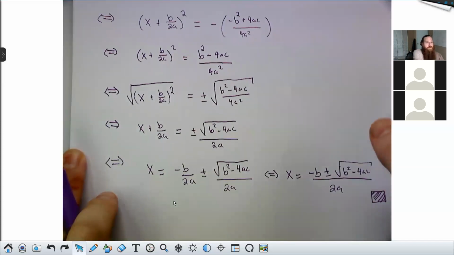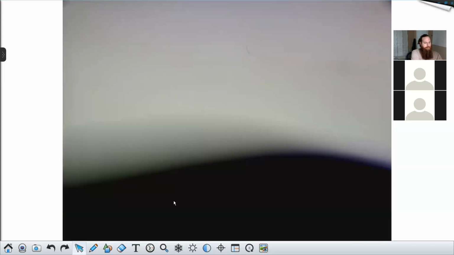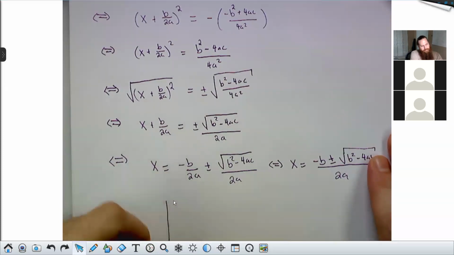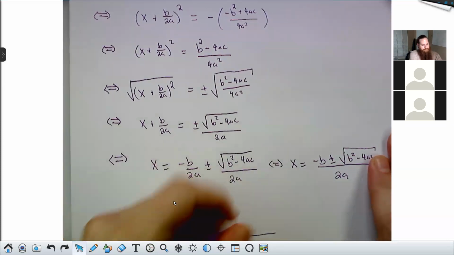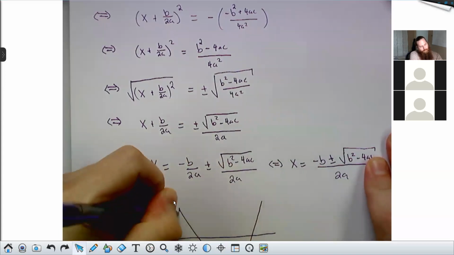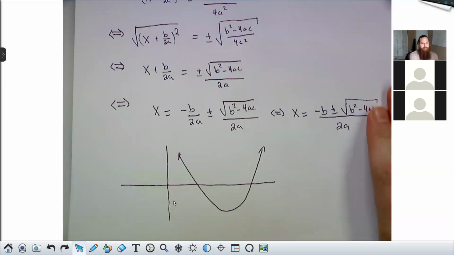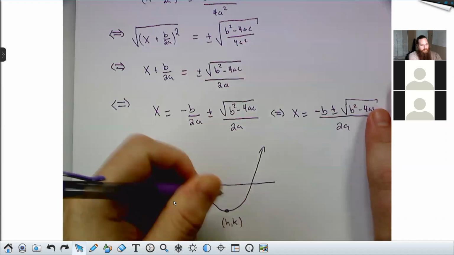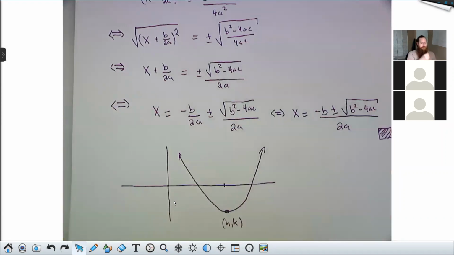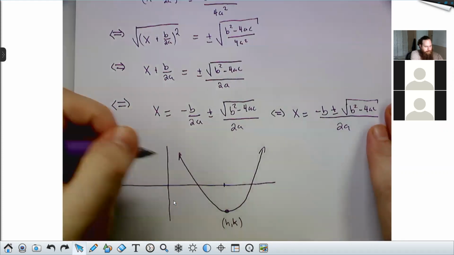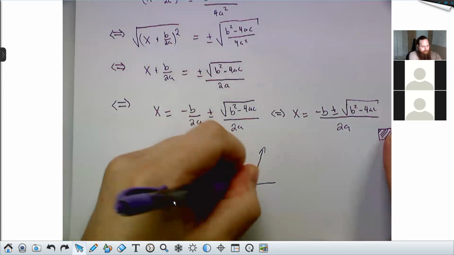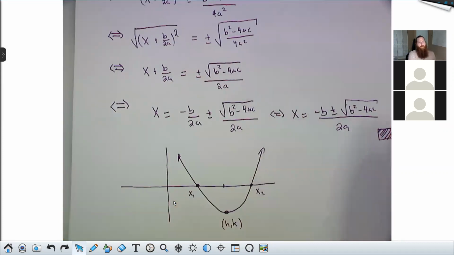There's a deeper reason why I do this, though. Think about the graph of a quadratic function. Looks something like this, right? And you know that the vertex down here is h comma k. So there's two roots. Call them x1 and x2. Do you see any symmetry in this graph?